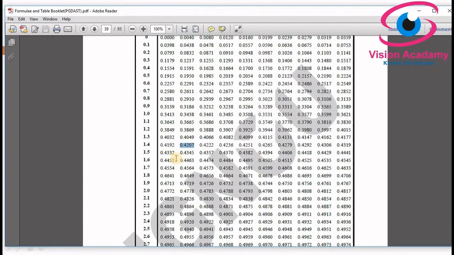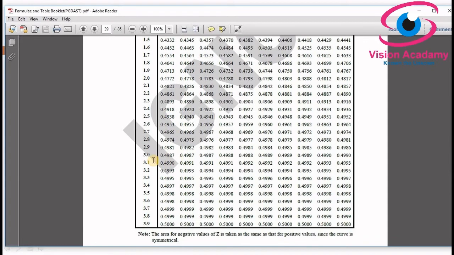Now our Z value is 3, so I will go down. Since our Z value is 3, I have to look at the Z value of 3 only. So 3.0, and the first value is 0. So the Z score for the Z value 3 is 0.4987. Now I have to subtract this value from the half side area of the probability. Then I will get the interested area.